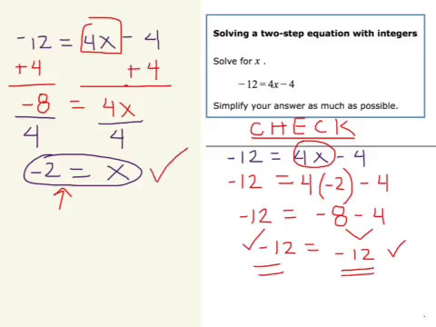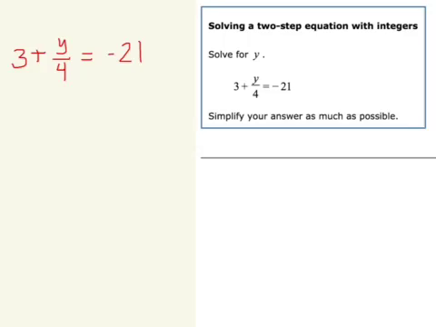Here's our final example. This problem is a little bit different, but it does fall into a two-step category, and you will see why in a moment. So we have 3 plus y over 4 is equal to negative 21. 3 added to some number divided by 4 is equal to negative 21. All right, a couple ways to do this, and I'm just going to go over one here.